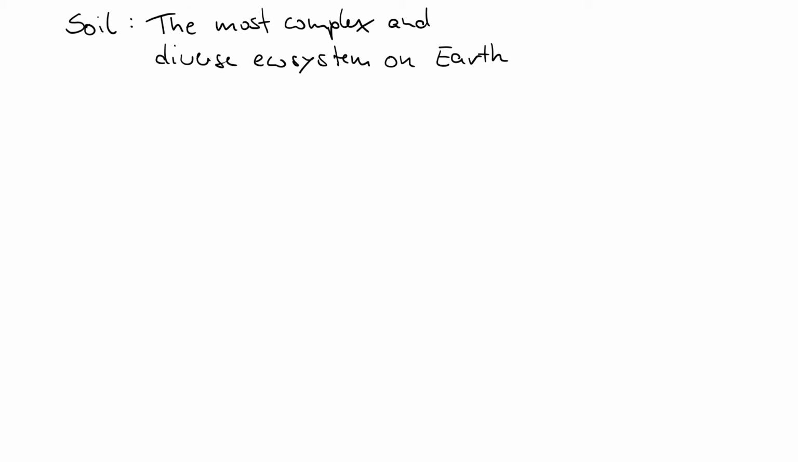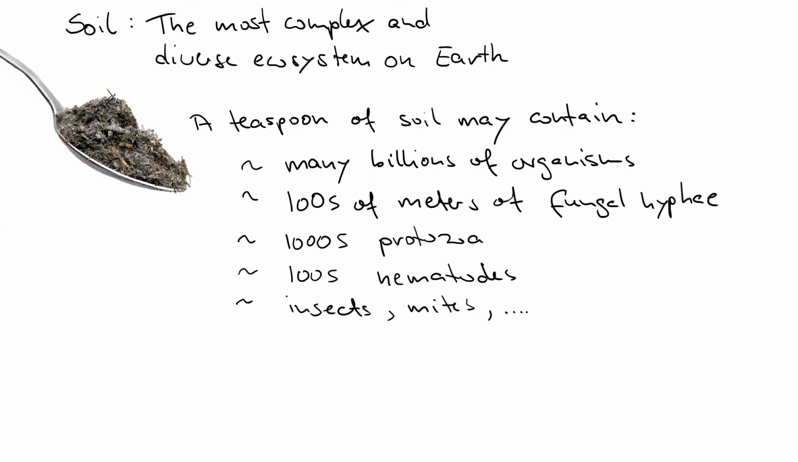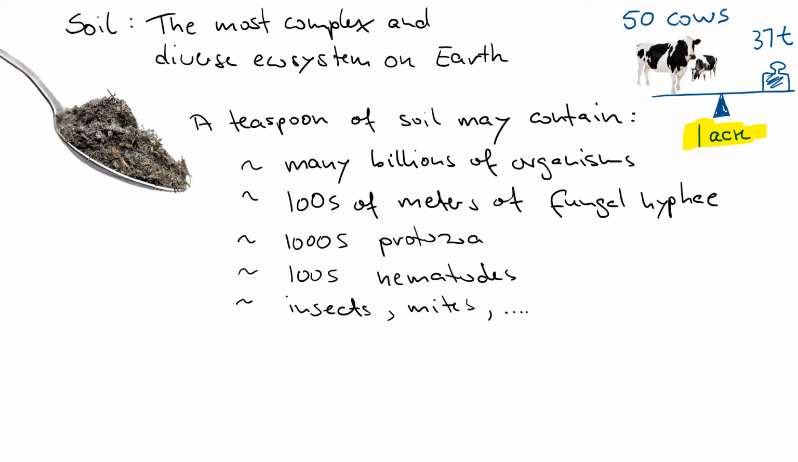Soils are teeming with life, and it's been said that soil is the most complex and diverse ecosystem on Earth. One teaspoon of soil may contain as many organisms as there are humans on this planet. It may contain hundreds of meters of fungal hyphae, protozoa, nematodes, insect mites, and other animals. And if you add them all up, you may find that one acre of soil contains 37 tons of organisms. That is equal to the mass of 50 cows.